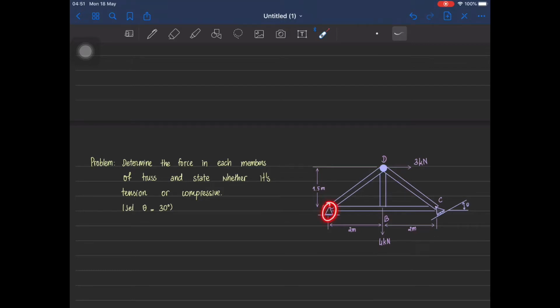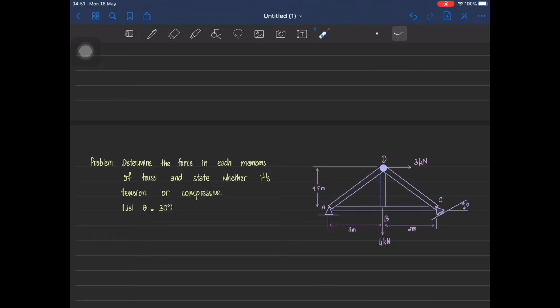And we have seen that this is the pin and this is the roller. So the pin will have two forces and the roller only has one force like this. And the problem stated that the angle of it is 30 degrees. Here is 30 degrees. So the geometry of it is like this. It is somehow the reflection of the angle in geometry.